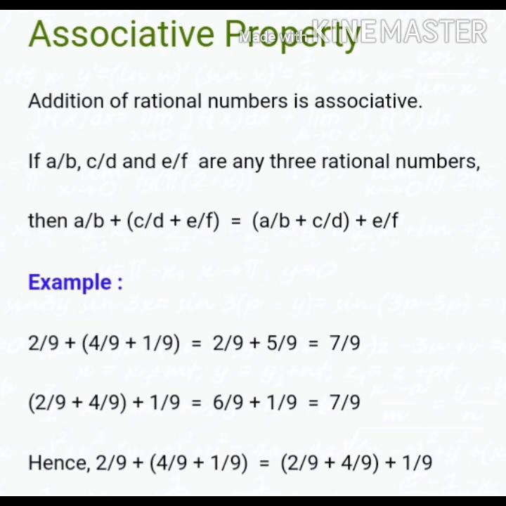Now let's understand the given property with the help of an example. 2 over 9 plus (4 over 9 plus 1 over 9). First of all, we will solve the values that are in brackets, that are 4 over 9 plus 1 over 9. The answer will be 5 over 9 because the denominators are the same. After that we will solve 2 over 9 plus 5 over 9. The answer will be 7 over 9. Now the second time we will change the grouping of the values, and after solving them the answer will be 7 over 9, the same as the previous one. Hence proved, addition of rational numbers is associative.